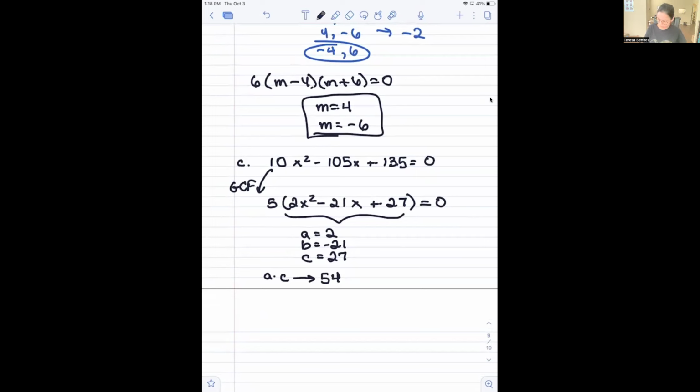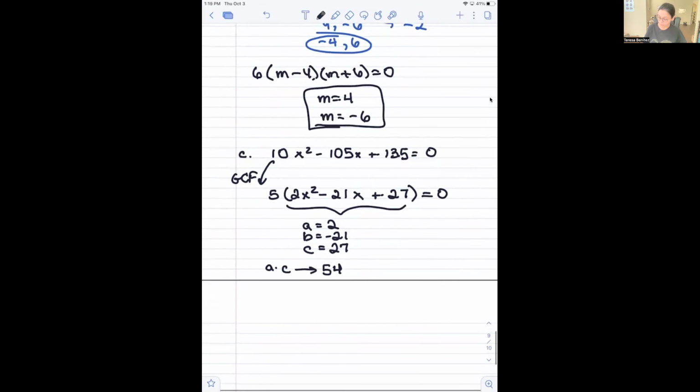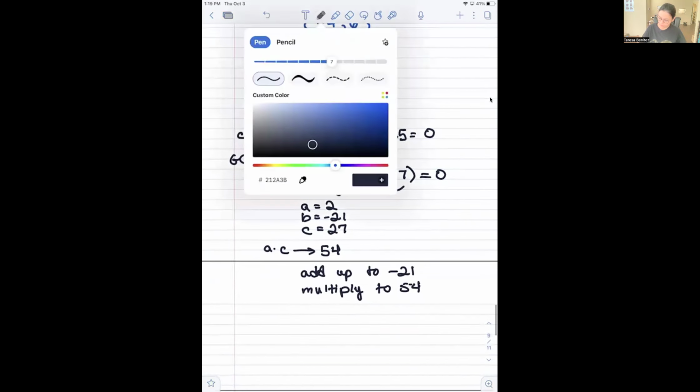So I'm looking for two numbers that add up to, my bad, that add up to negative 21 and multiply to 54. I'm trying to rush and then I'm just saying something that's wrong. There we go. All right, multiply to 54.